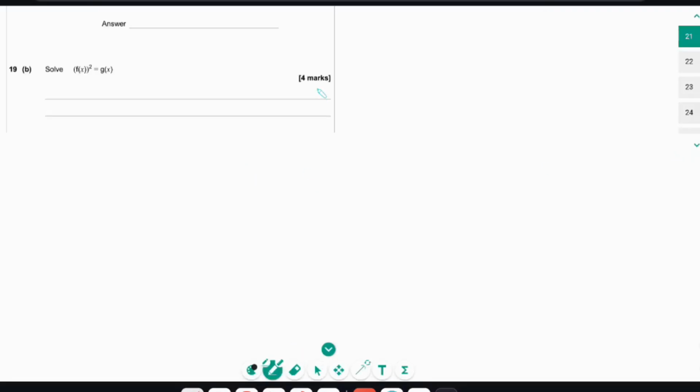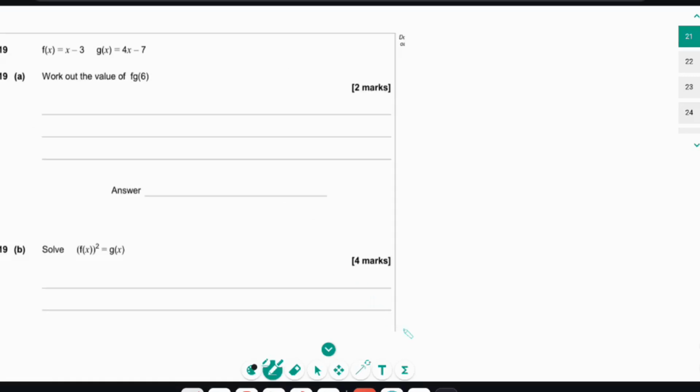Question 19. Functions. Work out the value of f of g of 6. We start with the g of 6 first. The g of 6, we replace x for 6. 4 times 6, take away 7, is 17. Now we've worked out the g of 6 is 17, we now work out the f of 17. Take away 3, which is 14.